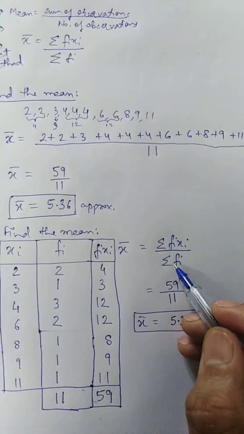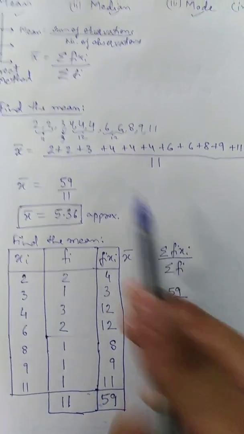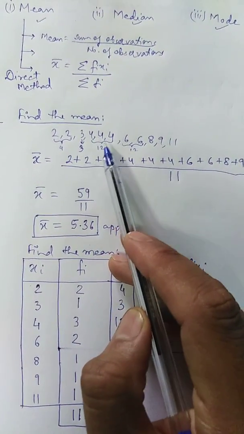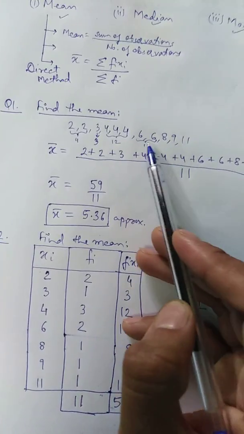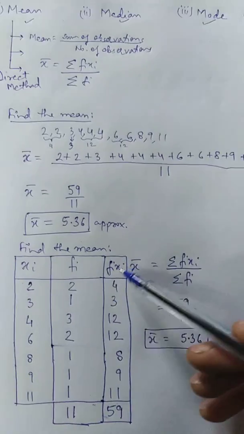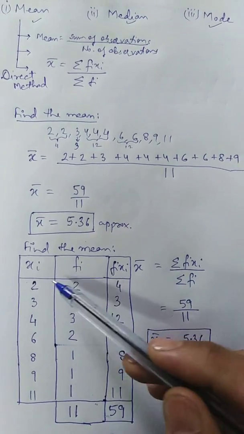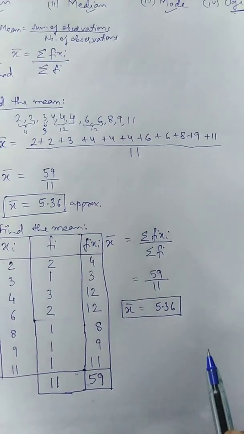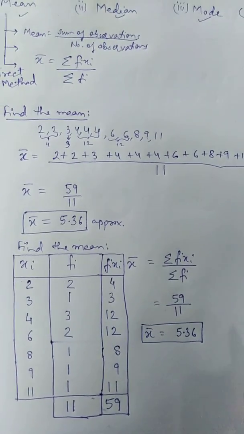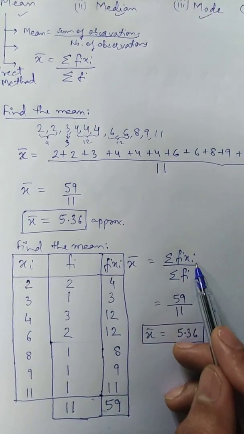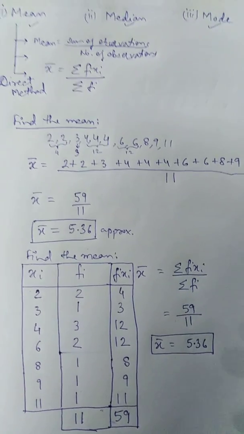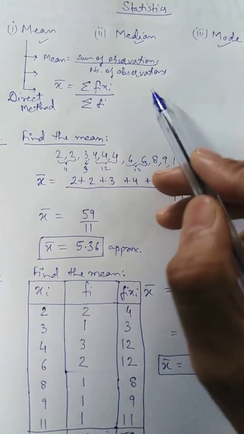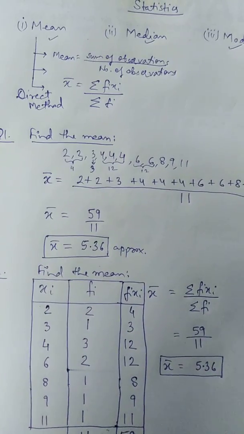And then below that it is sigma fi. Now since we see that 2 was coming 2 times, 3 is coming 1 time, 4 is coming 3 times, in the same way if we add the frequency of all these, we can get the total number of observations which we had here. So it gives 11. Hence we understand here that this formula, sigma fi xi upon sigma fi, is none different than mean is equal to sum of all observations upon number of observations.